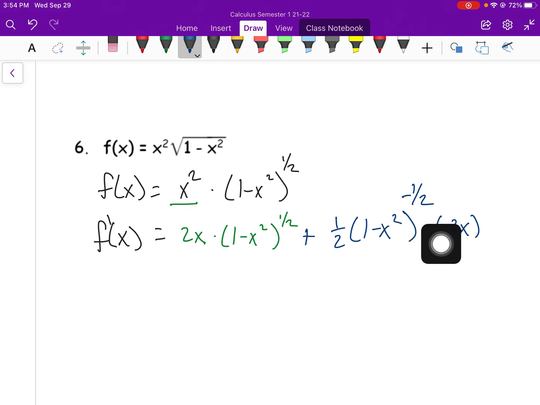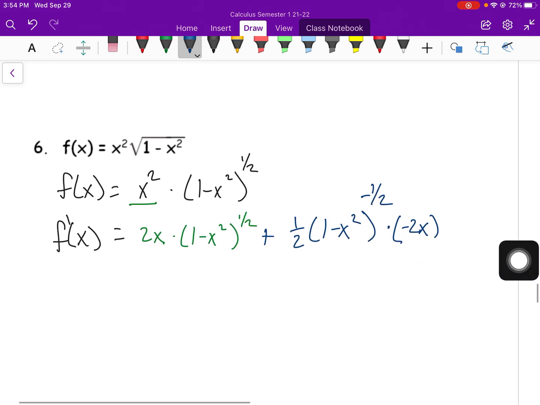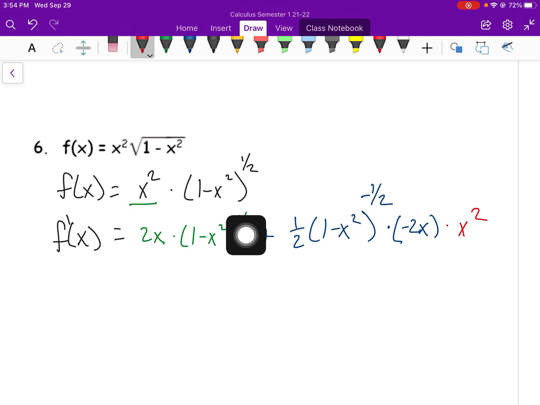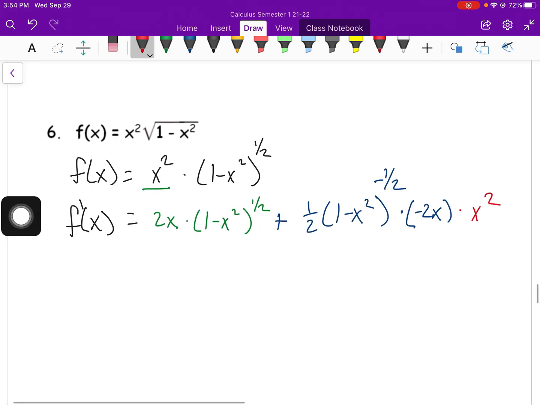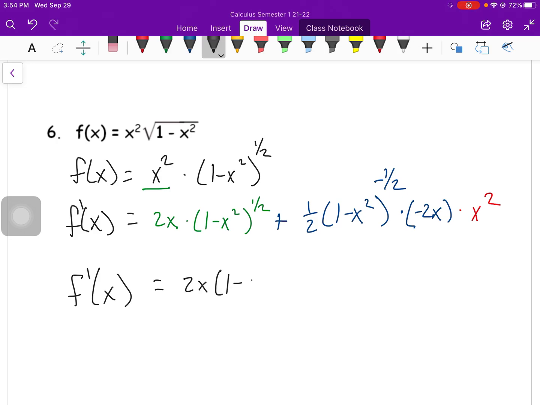You bring the 2 down, keep the negative, all right? But we still have to multiply that by the x squared, okay? Because we take the derivative of the first times the second, plus the derivative of the second times the first. That's our product rule. Now I've got to combine a bunch of stuff. So f prime of x is equal to, this first piece doesn't really change much, so I can leave it just like that.